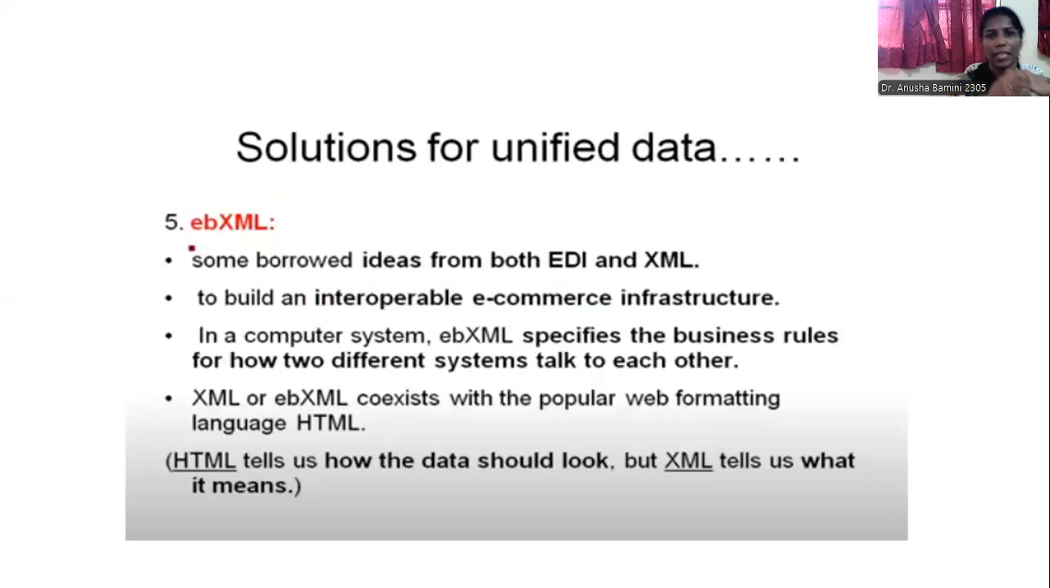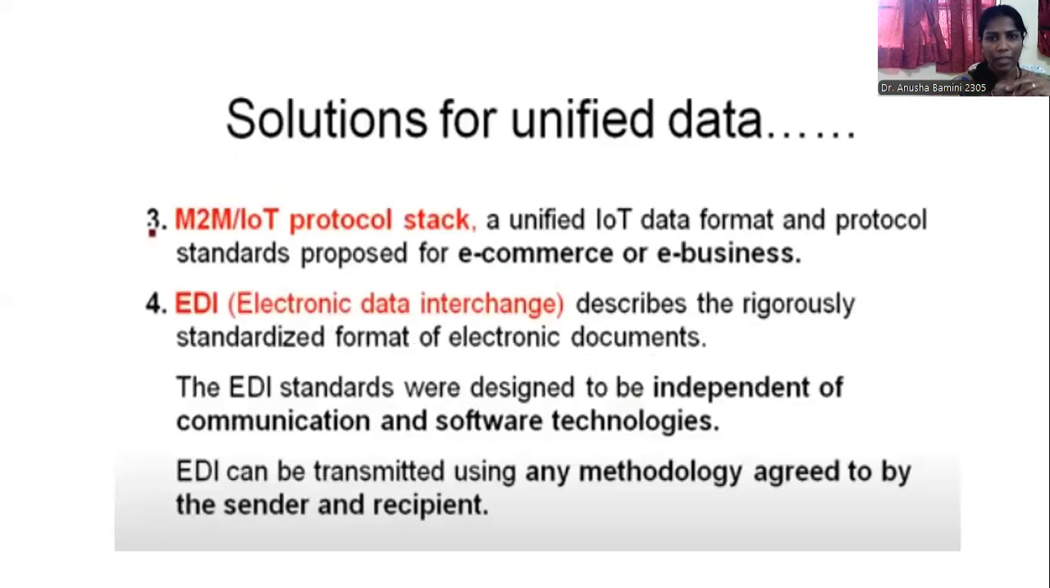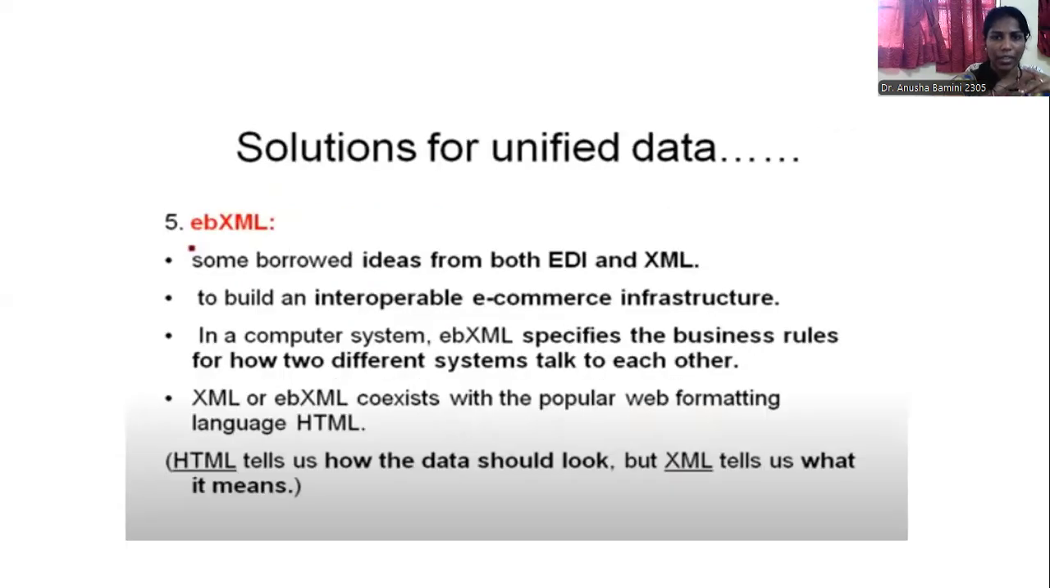And the fifth one is EBXML. It's a combination of both the idea of EDI as well as XML. XML, extensible markup language, is mainly supported in the web page. So EBXML means EDI and XML, electronic data exchange and XML format, both concepts are merged together, and this EBXML data format is created. It's an interoperable e-commerce infrastructure.